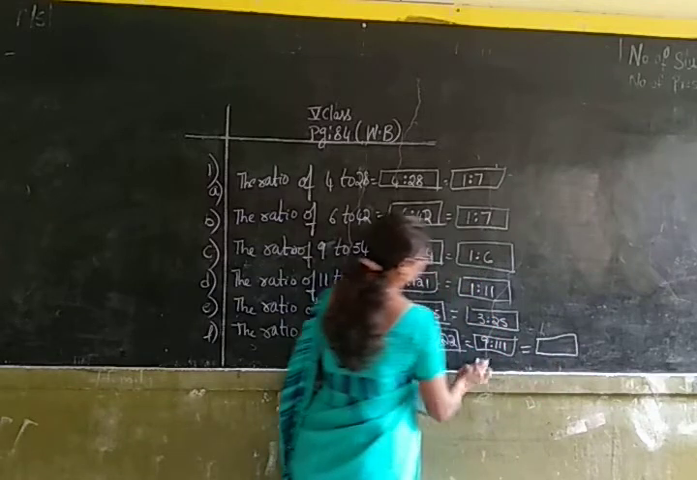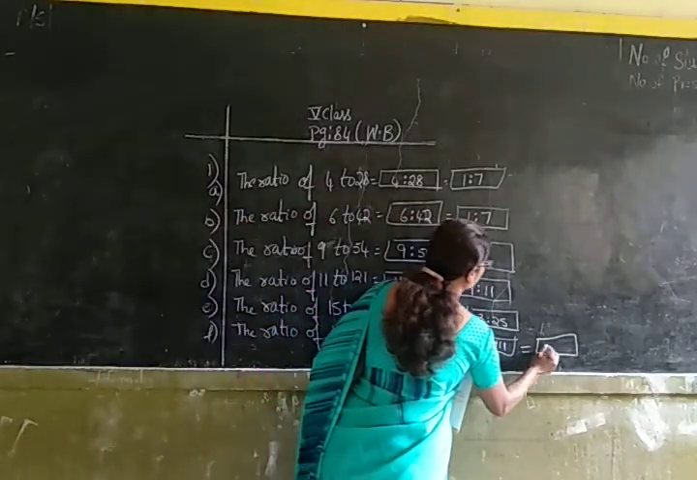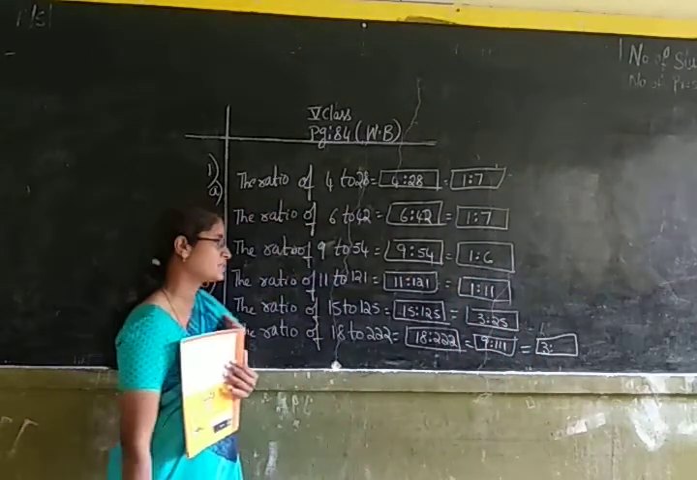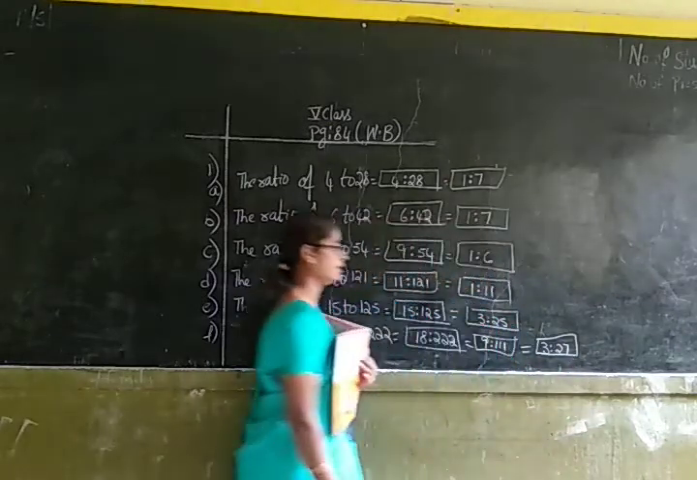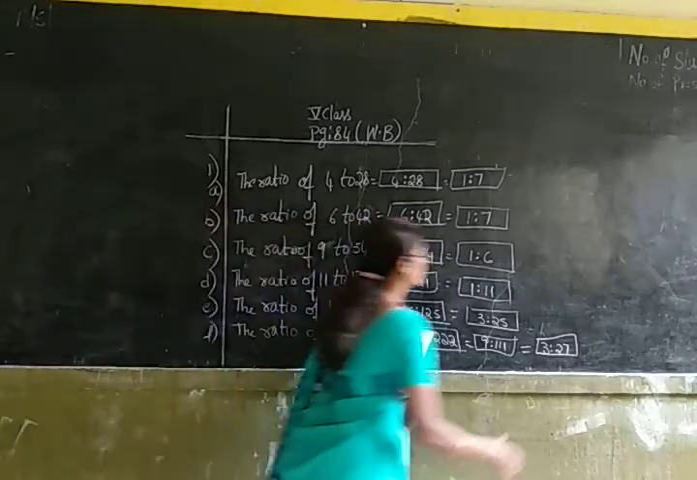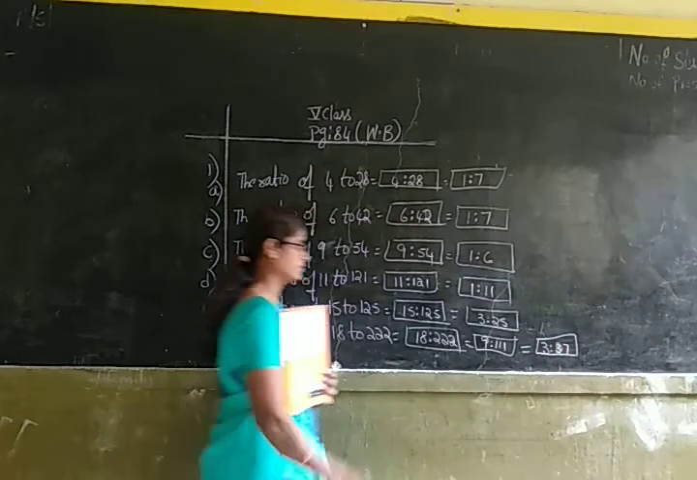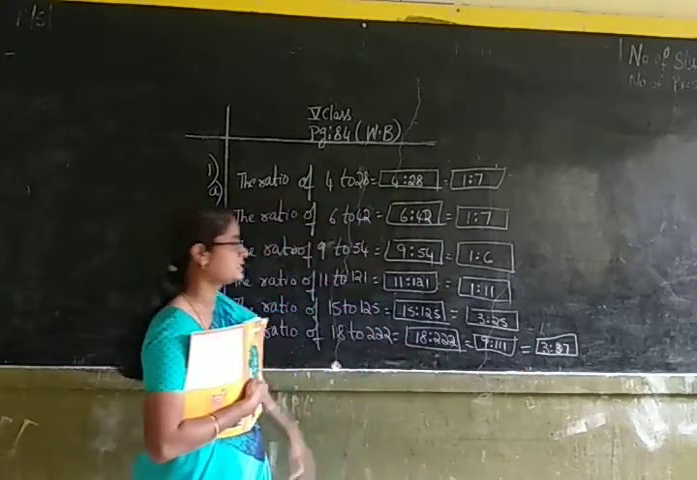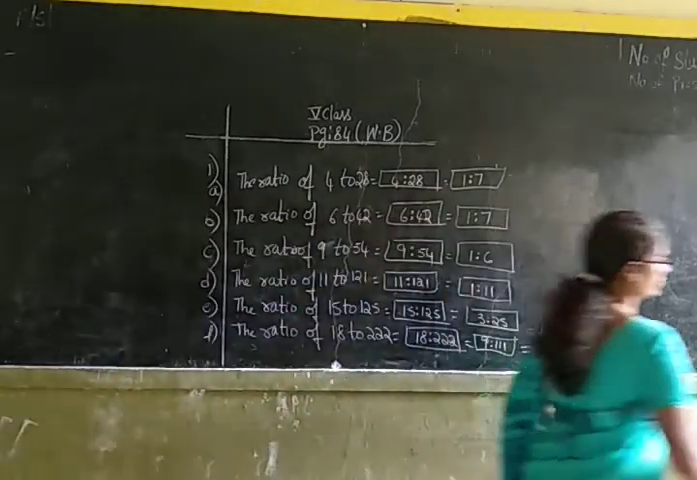Okay children, now let us further simplify. 9 is to 111. So 3 table goes in 9 3 times and 3 table goes in 111, sorry children, 37 times. 3 goes in 111 37 times. So the answer is 3 is to 37. Okay children, this is the way of doing the first question.